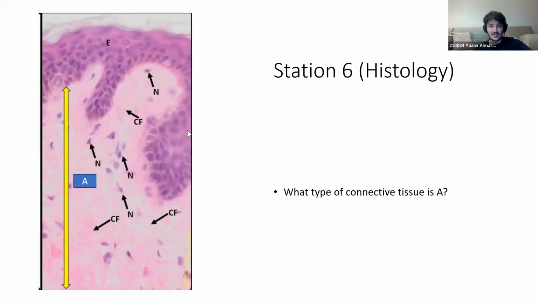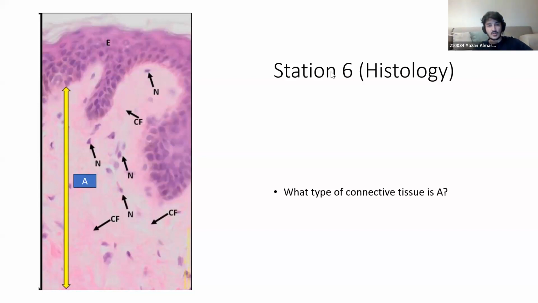Okay, someone asked, is this stratified squamous epithelium on top? Yes, but that's not the question. But yes, you're right, that's stratified squamous epithelium. Do you want me to do the types of connective tissues before answering, or do you want to answer, and as we answer, I explain? As we answer. Okay.